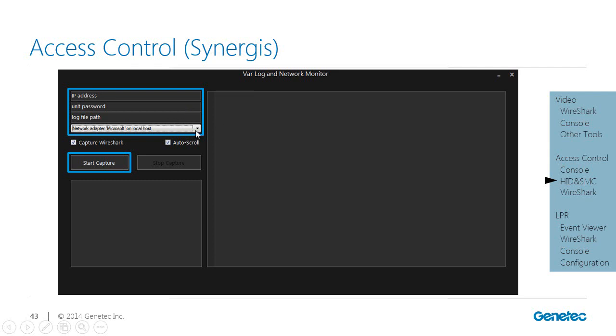Below that, we'll choose the appropriate network adapter for the network that the unit is on, and we just need to hit the Start Capture button below it. Using the checkbox here, we can also choose to capture Wireshark data at the same time.